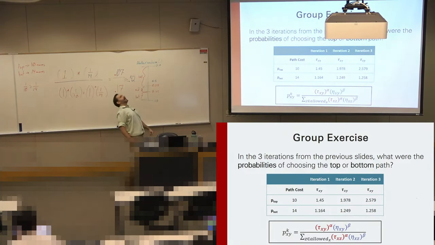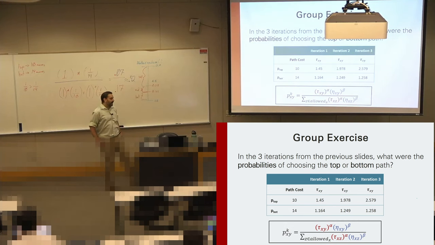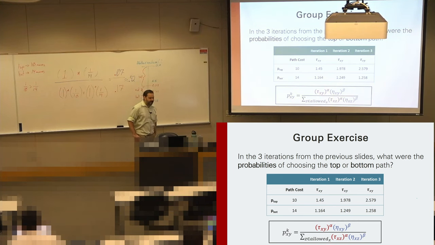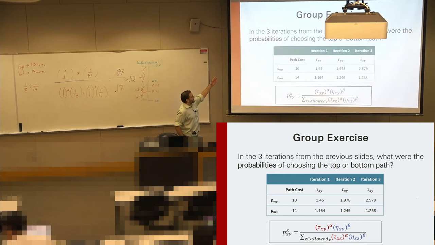Anyways, with that out of the way, now it's time for your activity. I'll give you 10 minutes, so we'll come back at 3:55. Calculate out the probabilities for each of those iterations.